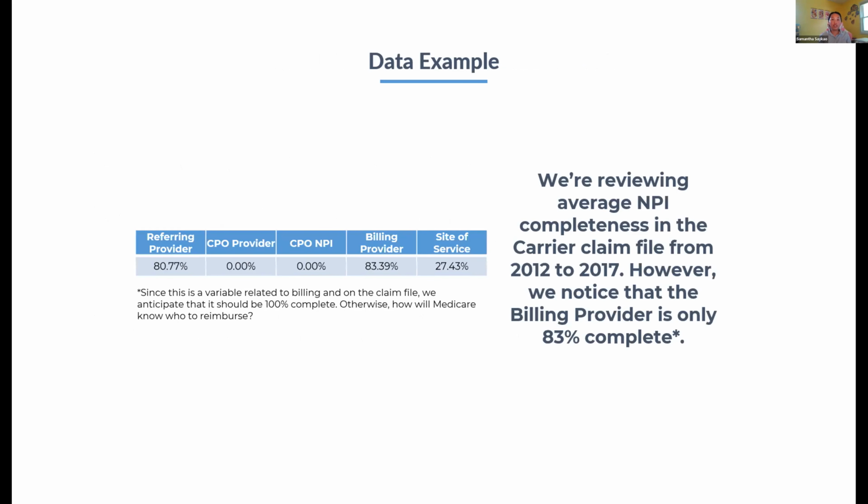So let's actually look at a data example. What we're doing here is we were reviewing the average NPI completeness in the carrier claim file from 2012, excuse me, to 2017. One thing you might notice though is that billing provider is only 83% complete. This causes a red flag for us because if it's only 83% complete, how does Medicare know who to reimburse? We would expect the billing provider to be filled nearly 100%.